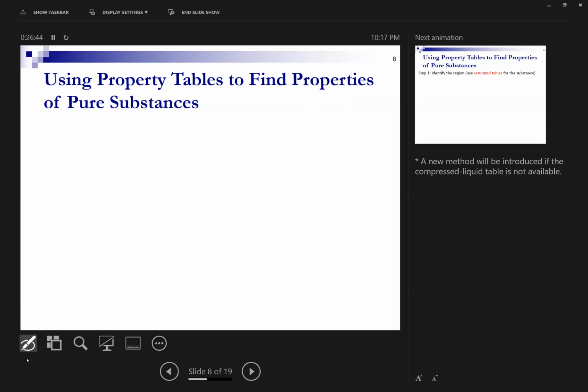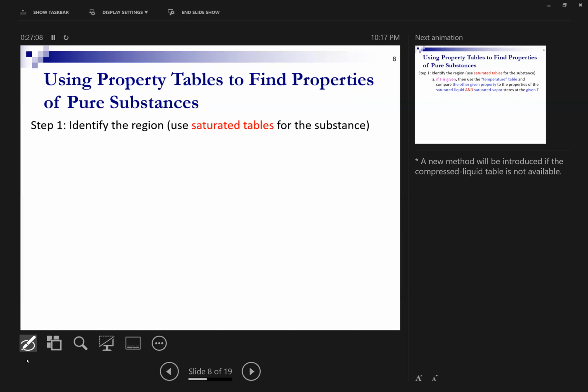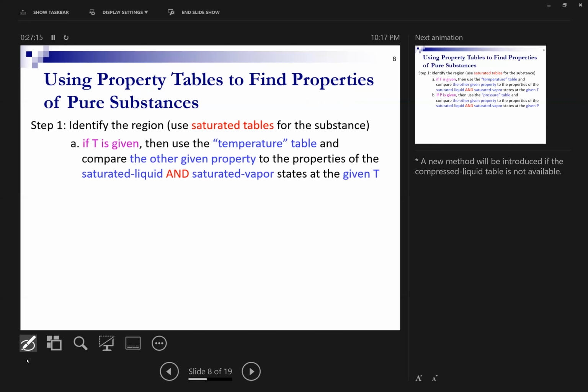Before you can use the tables to find the properties of water in this condition, you should be able to tell me whether the water is a liquid, or vapor, or maybe a mixture, right? That's the very first step. So we will identify the region using the saturated tables of the substances. I will go over the details of this later.